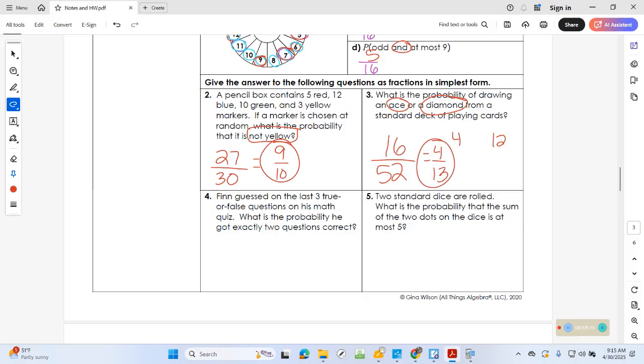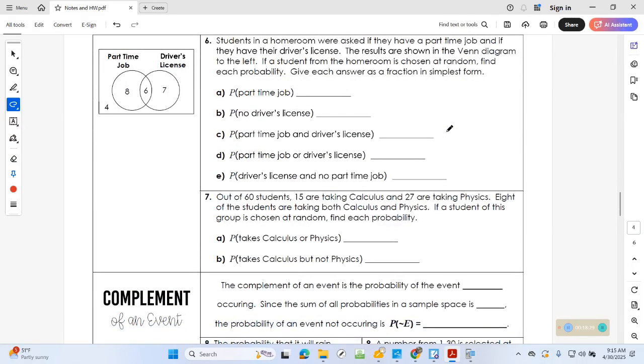All right, like I said, I don't think we have to do every single one of these. Flip it to the back. Let's do a couple off of these. Because I feel like these are getting excessively long. All right, let's look at this because I don't know if you've seen a Venn diagram before. Super easy. We're just going to get our numbers off of this, okay? So students in a homeroom were asked if they have a part-time job and if they have their driver's license. Results are shown in the Venn diagram. If a student from homeroom is chosen at random, find each probability. Give each answer as a fraction in simplest form. Okay, let's first figure out what's the total amount of students in here so I know my denominator on my fraction.